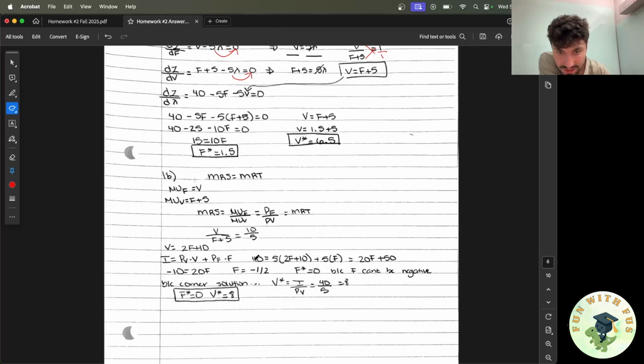So this is the key indicator. Negative is always a corner. And what I'm going to do is I just scooch to the next best thing. So if my tangency was at -1/2, then the best I can do is just go to f equals 0. I can't get -1/2, but I can do the next best thing, which is find none of f. And that is going to get us our bundle for part 1b.